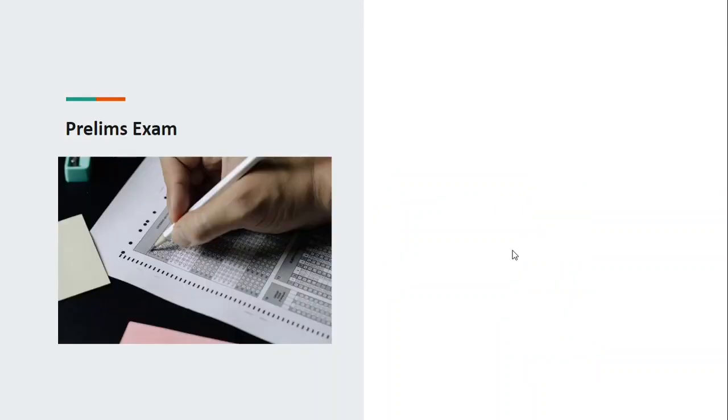Let's talk about the prelims exam in detail now. So as I said, multiple choice questions will be asked here. For every question, 4 options will be given, and you need to find the correct one and fill up the appropriate circle in the OMR sheet like this. Prelims exam consists of 2 papers. Paper 1, that is the general studies paper, consists of 100 questions and 200 marks. 2 hours will be given to you to solve those questions.